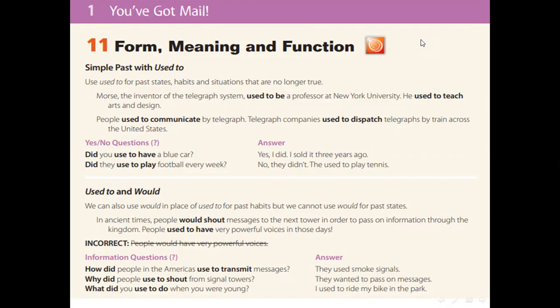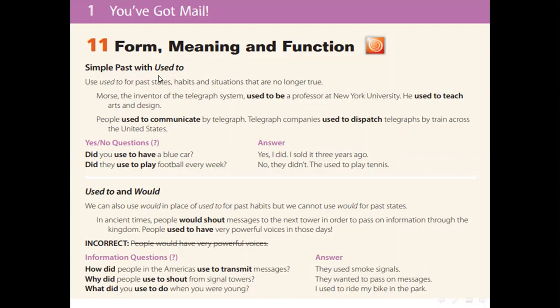Today, we will complete Unit 1 for Mega Goal 2 for meaning and function. Today, we will use simple past with used to in statement, negative, and question. We also use there is and there are and regular nouns. We also use definite article the. Let's start with simple past with used to.